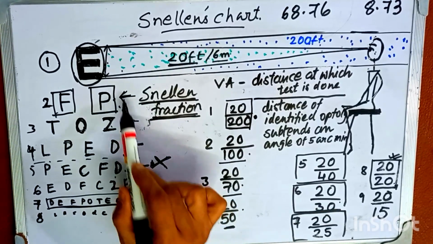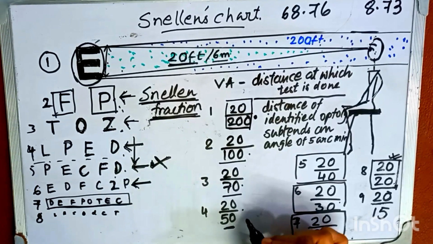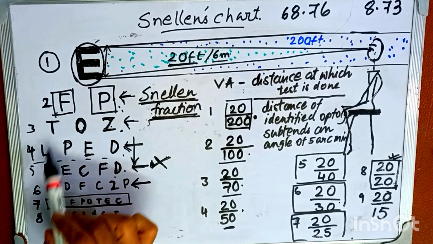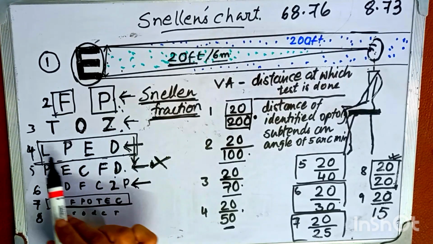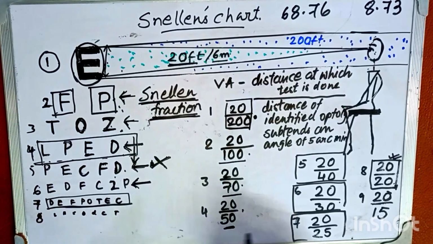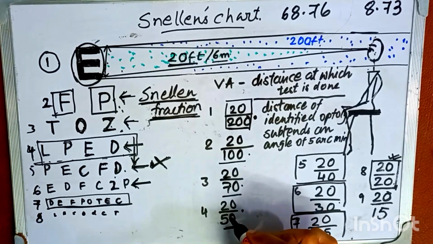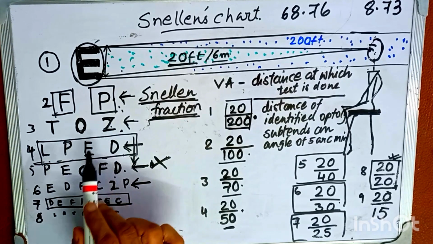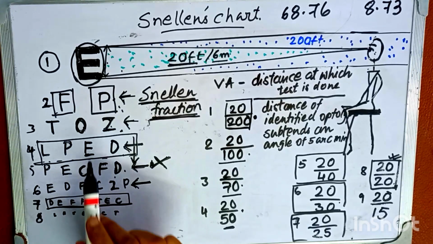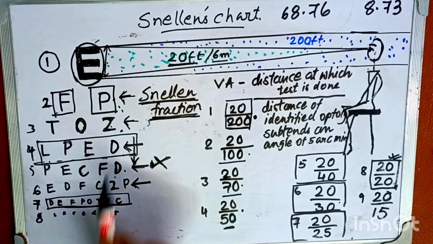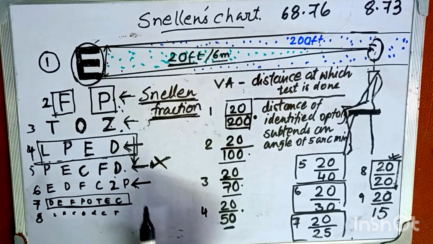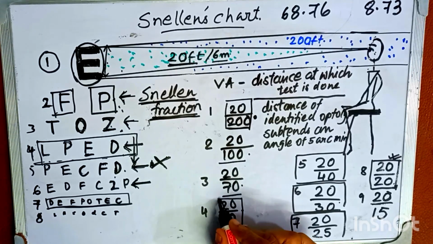That means if you stop at, say, 1, 2, 3, 4, the fourth line, so this fourth line, if you stop in these optotypes, so this is the fourth line. So you should read this 50 feet optotype, because these sizes are such that a normal eye can read this optotype from 50 feet, but you are sitting at 20 feet, so you should read it, but you could not read it. So your visual acuity is 20 by 50.